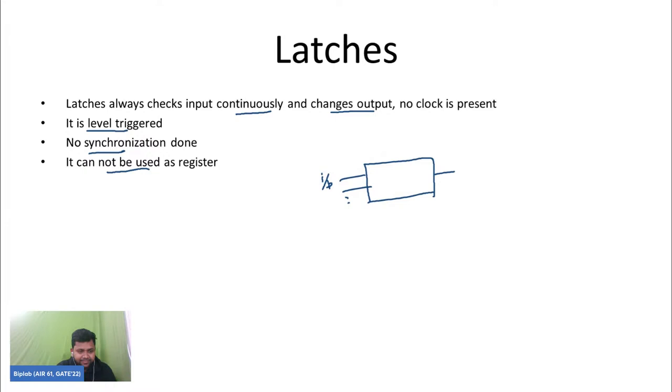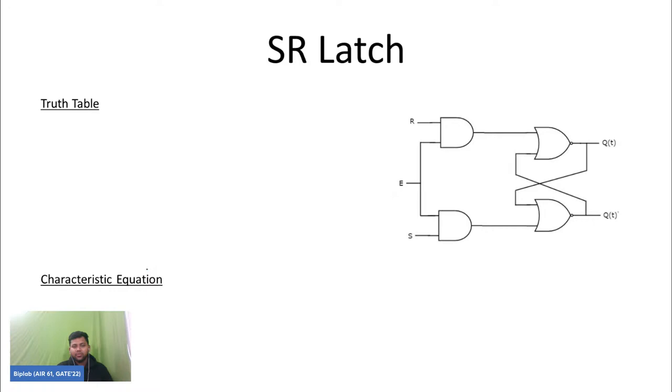So let us start with the SR latch, that is the most basic one. You can see the circuit. The circuit you have to memorize. This is the main part, the cascading part, where we have two cross-coupled NOR gates. Here we have S and we have R. This is called the SR latch, and this is E, which we call the enable line, which is used to turn your latch off or on.